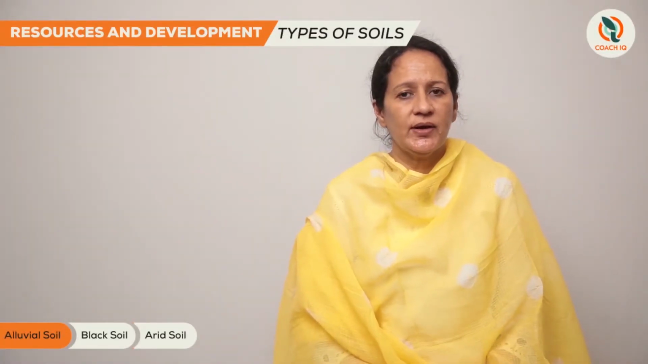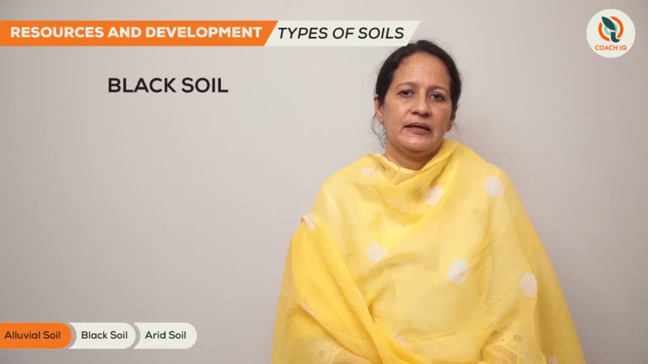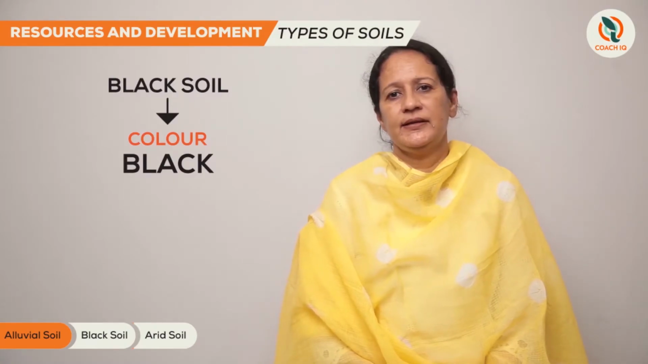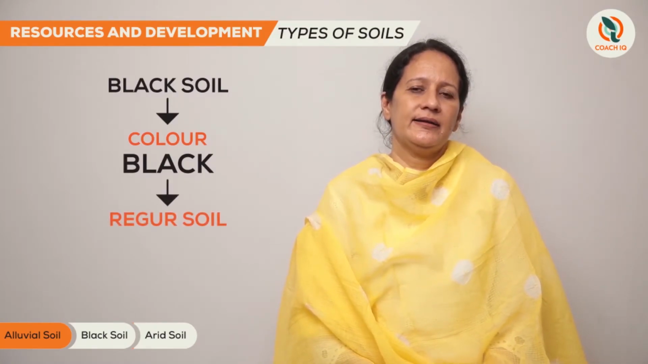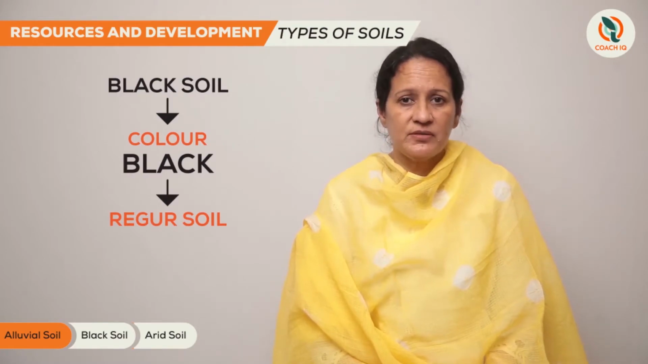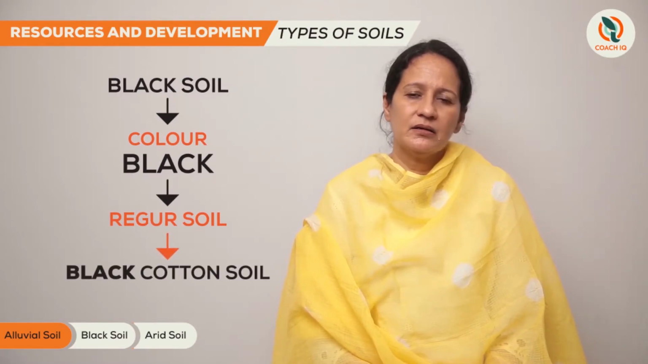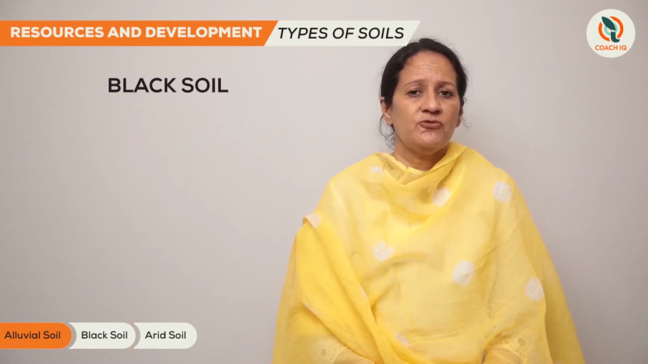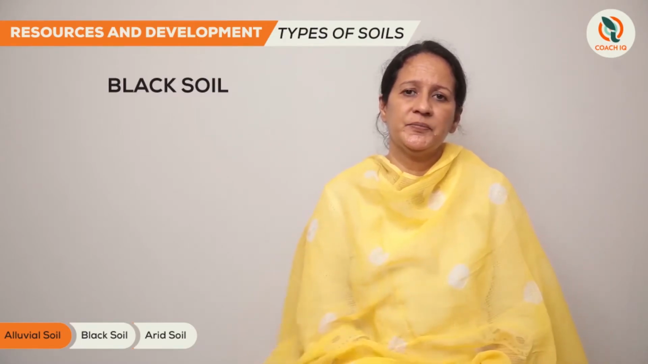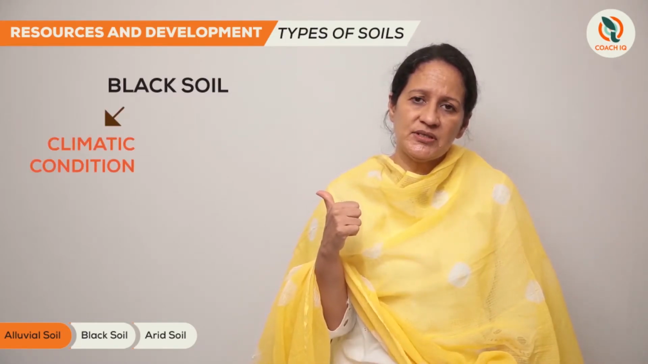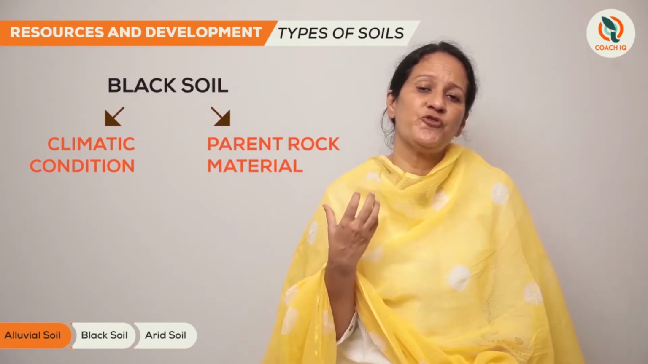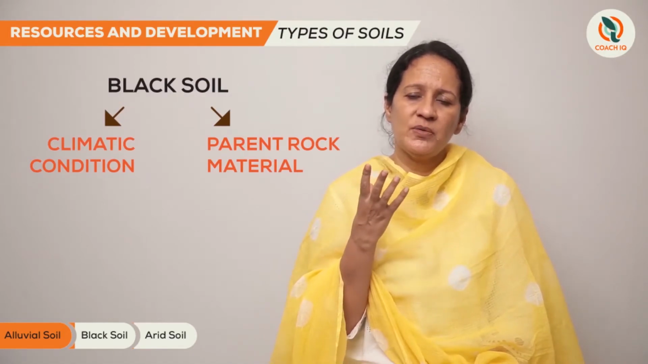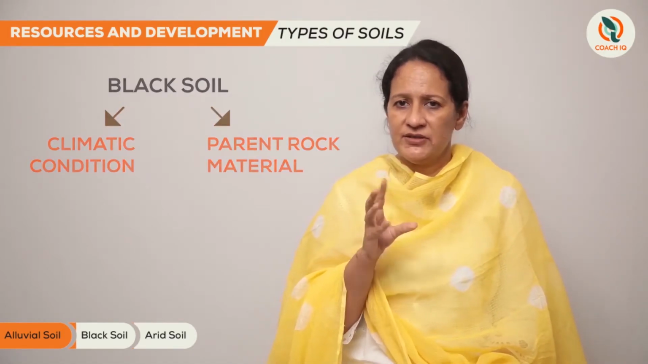Now we come to the second soil, that is the black soil. Now the color naturally will be black, so black soil is black in color. The other name is Regur soil, and it is very good to cultivate cotton, so it is also called the black cotton soil. Now what are the conditions responsible for the formation of this black soil? It is your climatic conditions and the parent rock material, that is which rock is there within your crust, the parent rock material and the weather conditions.